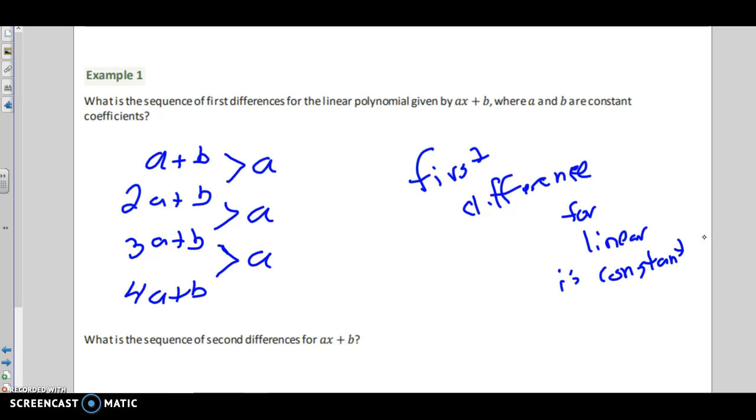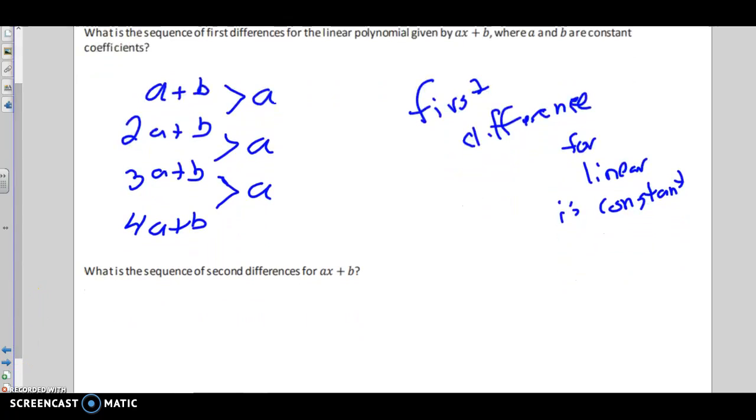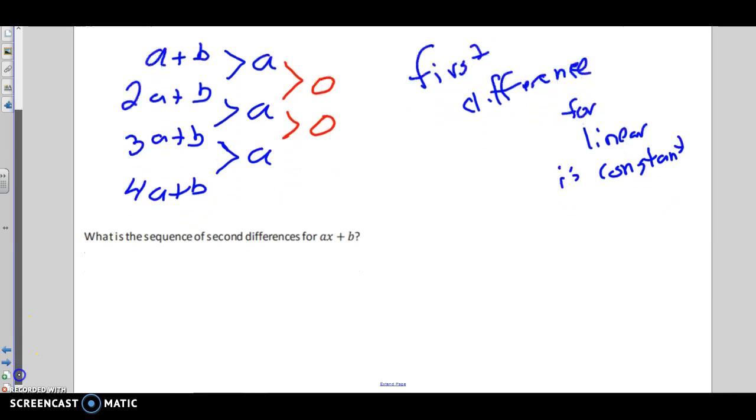So in ax plus b, the a is constant. That's what makes it linear. Now, if we take the second differences, a minus a is 0. I'm going to get 0. There's nothing else I can get there. So the second difference for ax plus b is 0.